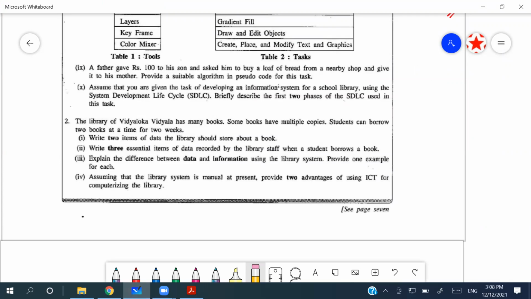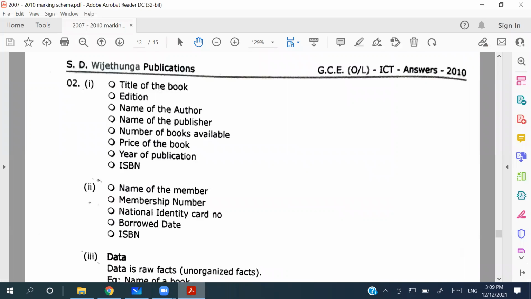Who has borrowed this book has to be written, and the particular index number of that student to recognize which student has borrowed the book, and the borrowed date, because they have to see whether this particular student is returning the book within 2 weeks, right? So they will specifically have the borrowed date and the due date, right? That means due to return. So likewise, name of the member, membership number, national identity card number, borrowed date, ISBN, as well as you can say returning date, you can take.